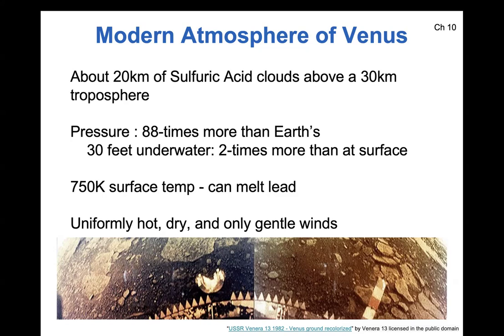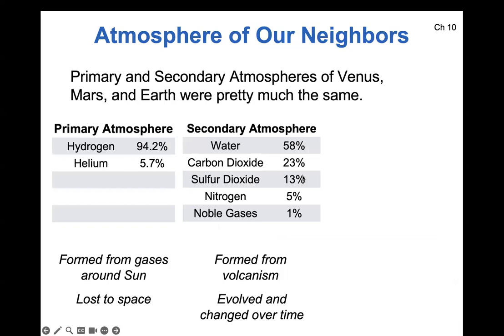It's uniformly hot, dry, and only gentle winds, so no major weather events. Also, like I said, no rain of any type. Obviously, it wouldn't be liquid water rain, not at that temperature, right? But no liquids raining down. Hot, dry, and gentle doesn't sound so bad, right? But then when you realize that it's hot, dry, and gentle at 750K, you realize what conditions you're talking about.